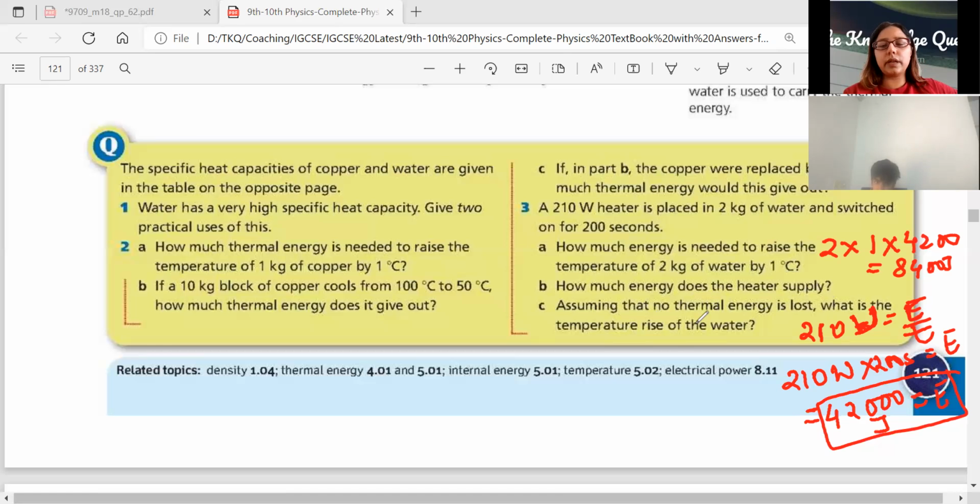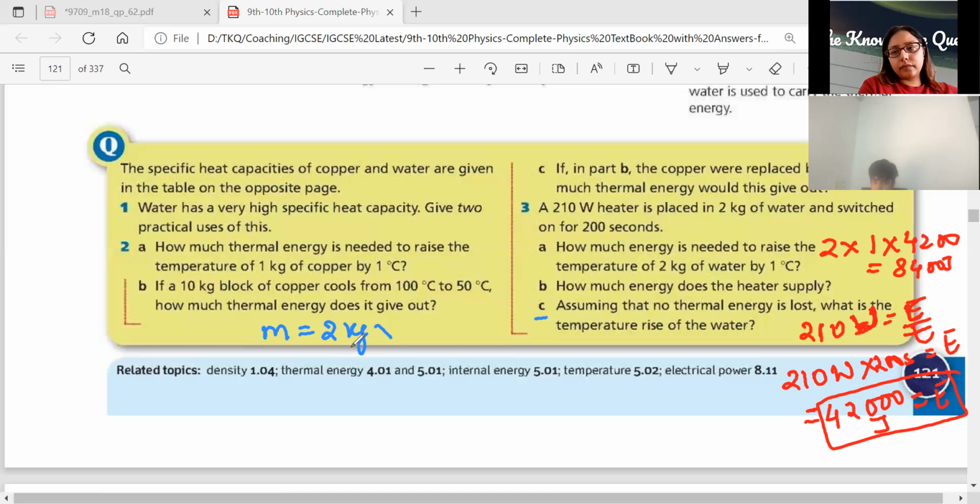What is the temperature rise of the water? Did you get the question? So can you tell me now, what do we need to find out in this question? We need to find delta T, and what all things are given to us? Mass is there, I guess. Mass is how much? 2 kgs. Specific heat capacity is 4200. And delta T we need to find.